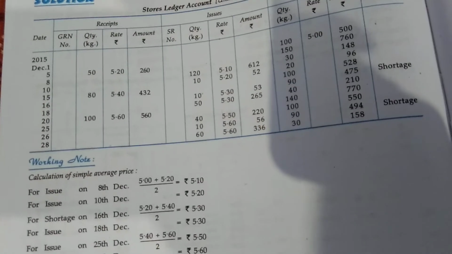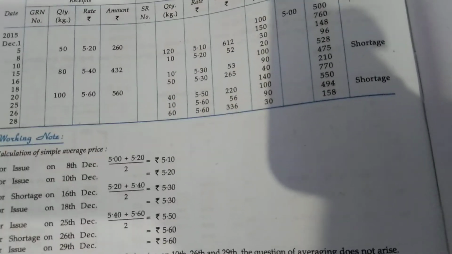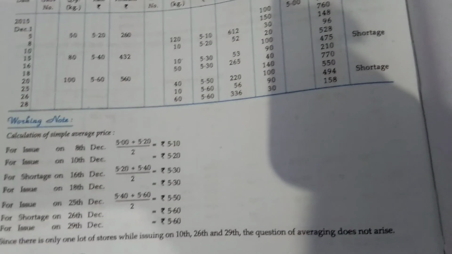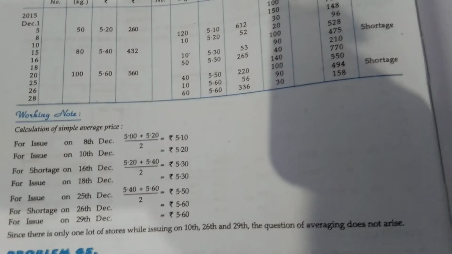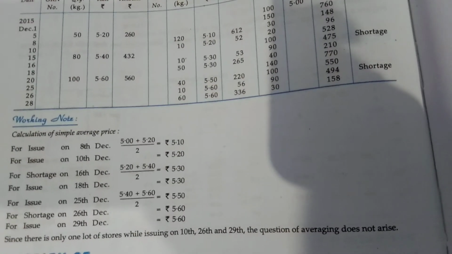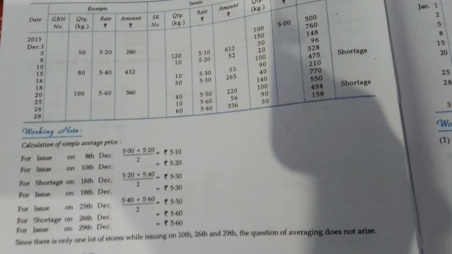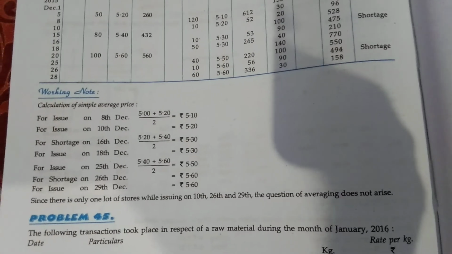That's why in some cases in this sum the average of the price has been taken, and in some cases the average of the price has not been taken. Why has it not been taken? Because of the concept of FIFO. Hope you have understood the sum. In the next class I will do another sum of simple average.